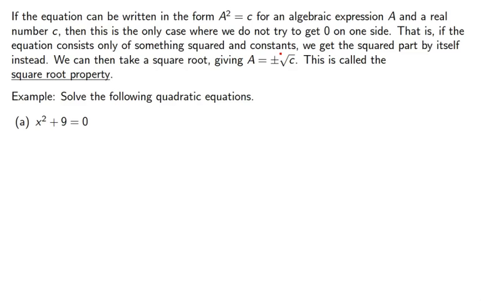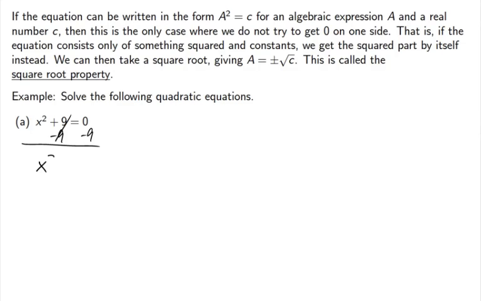We use this method anytime we see a problem where you get a squared term and no other terms with x's in them. So like in this example, we've just got an x squared and a 9. So let's solve this problem. To do so, we'll start out by subtracting 9 from both sides just to get our constant terms on the same side. We get x squared equals negative 9, and so now we'll take the square root of both sides.